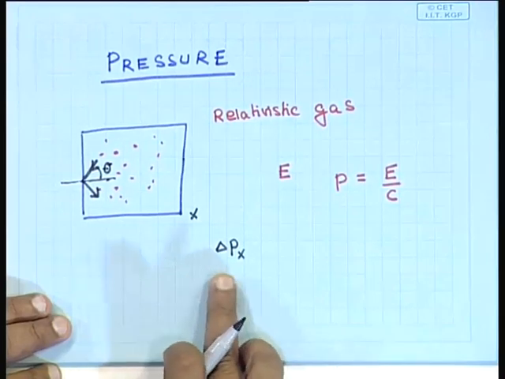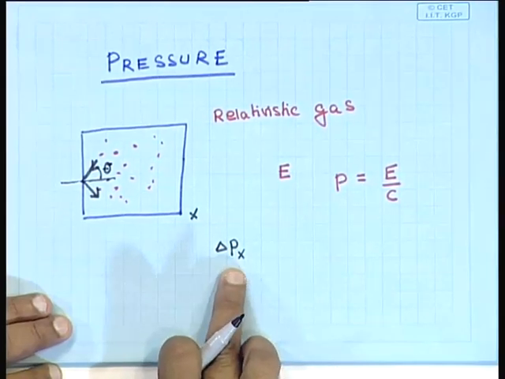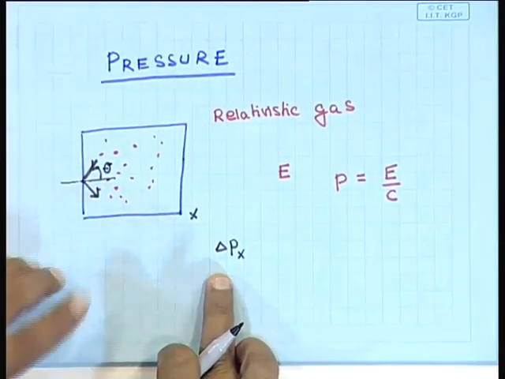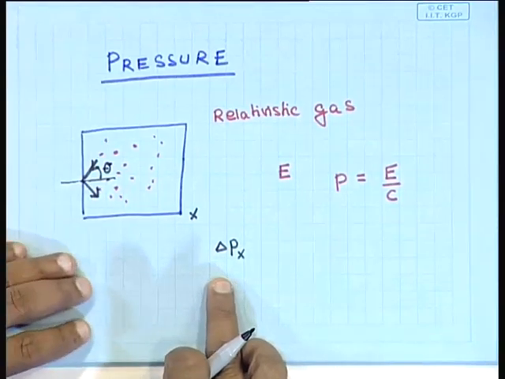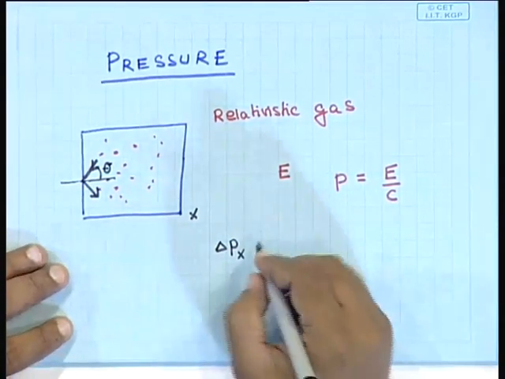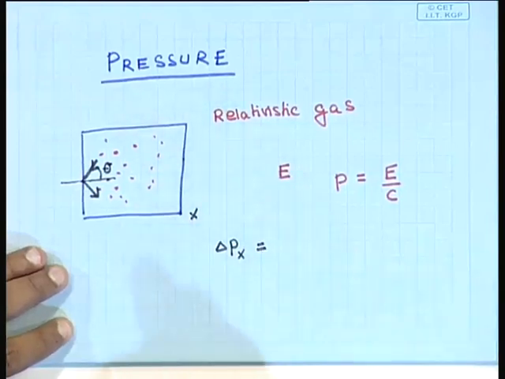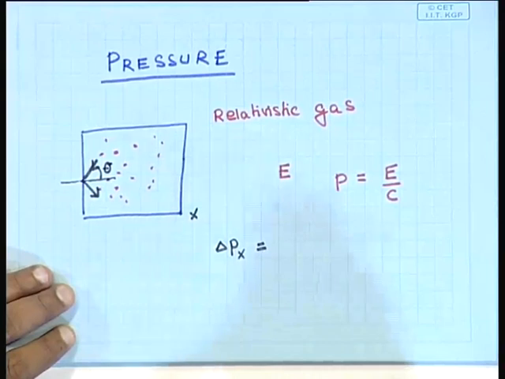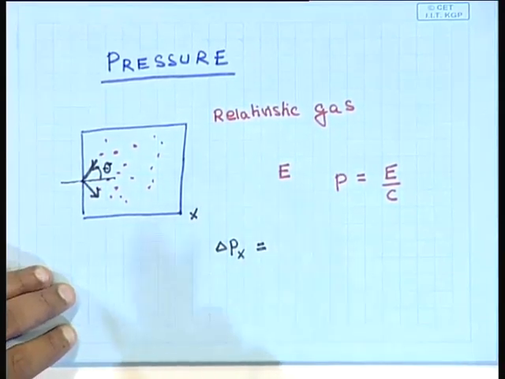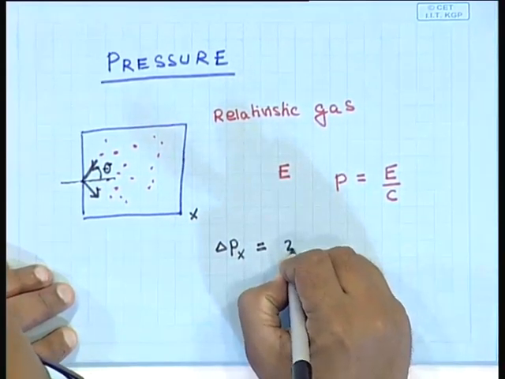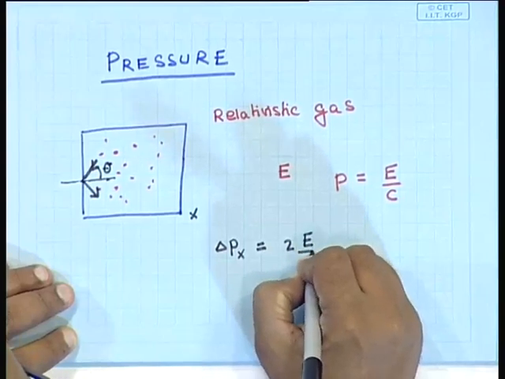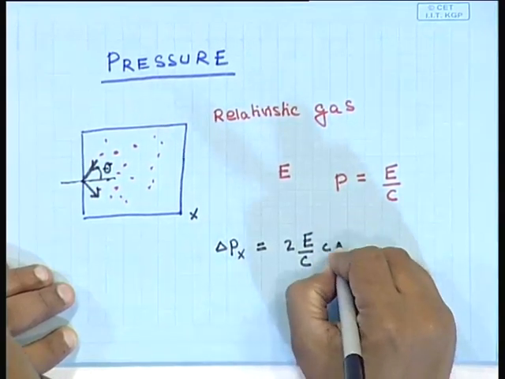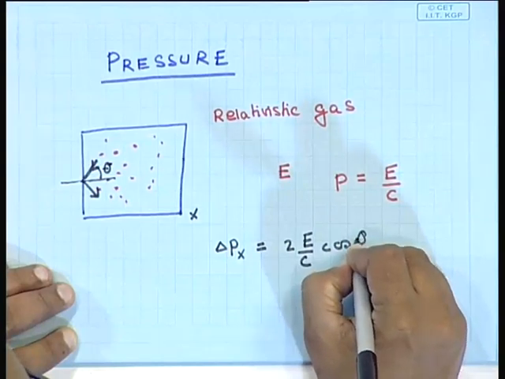So, the change in the momentum along the x direction, that is the only change that occurs, how much is that? It is 2 p cos theta, the x component gets reversed. So, there is a change of 2 times the x component, which is p cos theta, or we can write it as 2 E by c cos theta.